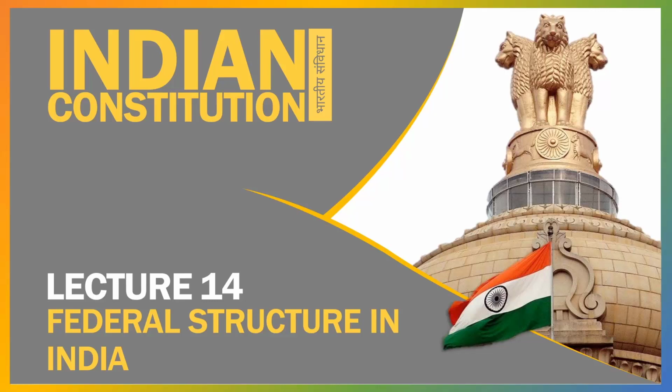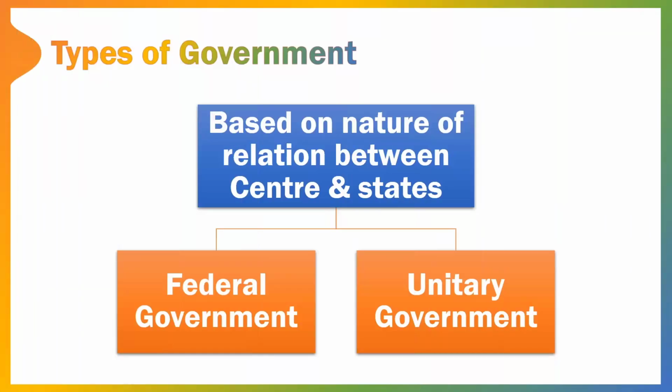What are the types of governments existing in this world? Basically, we see the types of government based on the nature of the relation between the center and the state. Here center means the national government or central government, and the states means the state governments, like Gujarat, Maharashtra, Rajasthan, etc. During this lecture, whenever we say states, it means our regular states. It is not about the definition of the state given in the Indian Constitution.